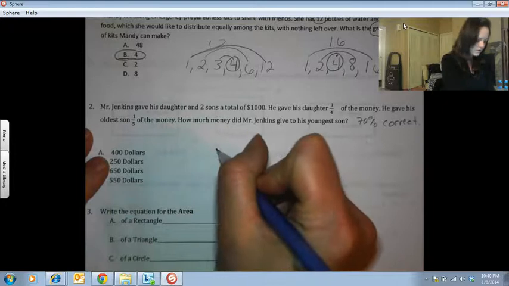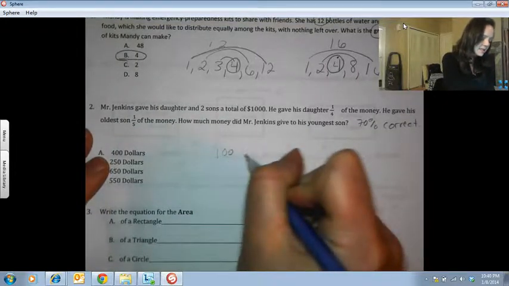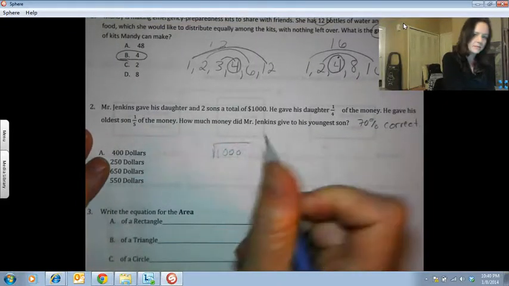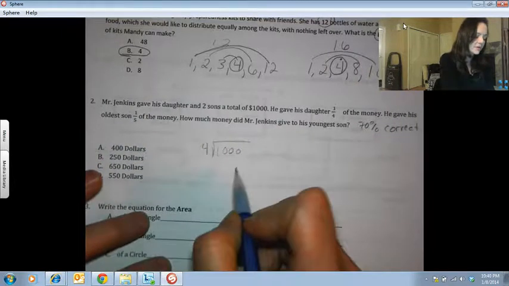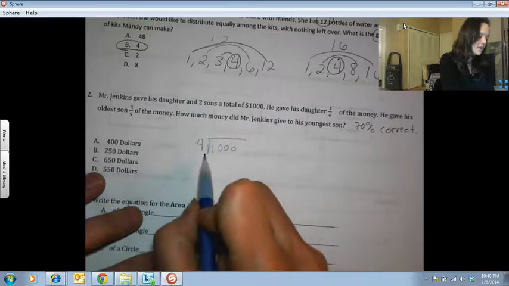Mr. Jenkins gave his daughter and 2 sons a total of $1,000. He gave his daughter 1/4 of that money. So let's figure out how much he gave his daughter. 1/4 of $1,000, we can just divide 1,000 into 4 parts. So 1,000 divided by 4. This is long division. I know you guys hate this, but you have to do it sometimes.